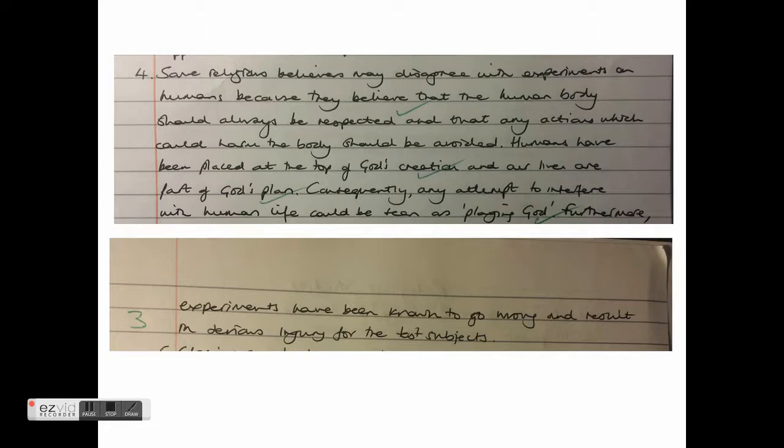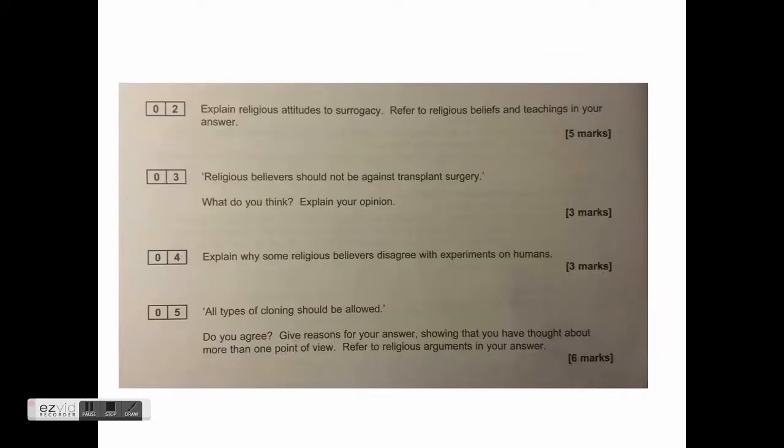Right, the last question now, and it's one of those opinion ones again, and it says all types of cloning should be allowed. So whoever said that just loves cloning. They say, yeah, definitely all types of cloning should be allowed. We should just clone everything. So clone humans, clone animals, clone food. Don't know what other stuff we might clone, but whatever it is, just clone it, because all types of cloning should be allowed. So it's asking you, do you agree with that? Give reasons for your answer.